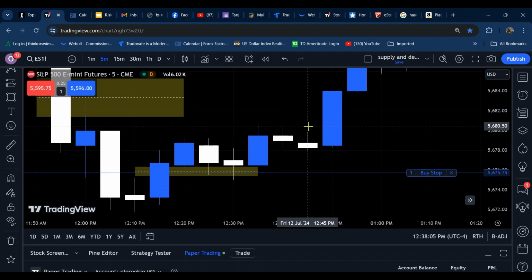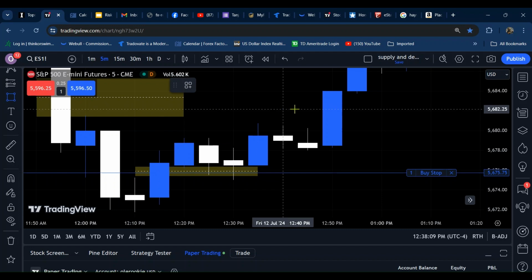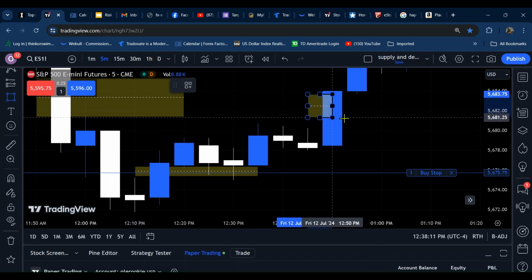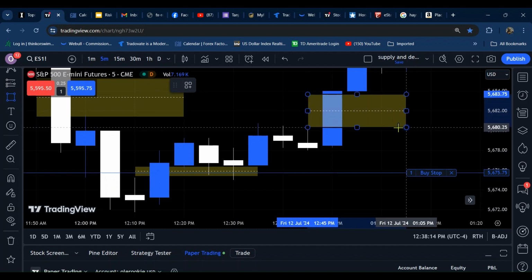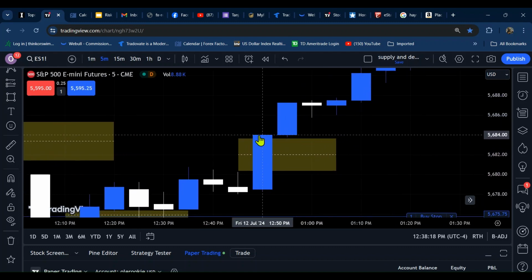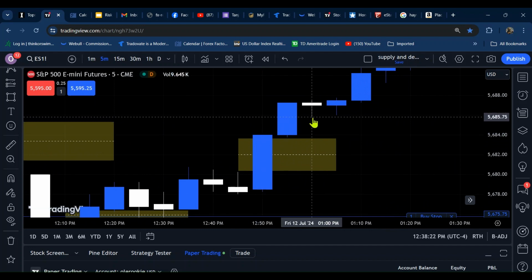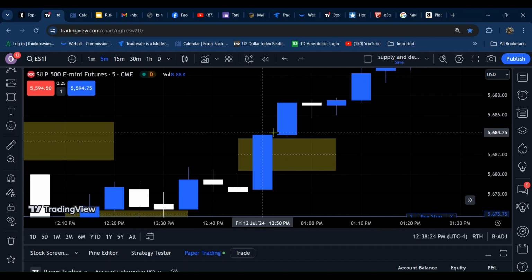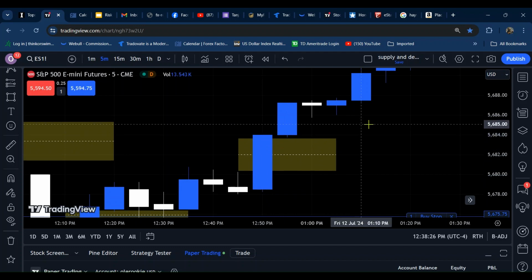And we have another fair value gap right here. See that one? This is what I do when I'm trading. I don't always draw them out, but I'm dang sure paying attention to them. And then we got another one from the top of this candle to the bottom of that candle. You notice how this one doesn't even have any wicks. Price really moved fast through there.